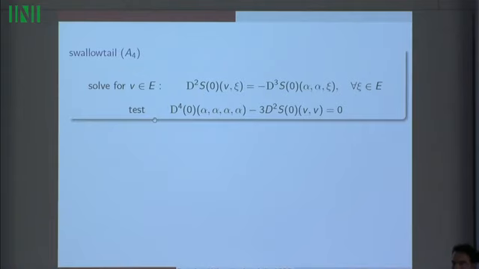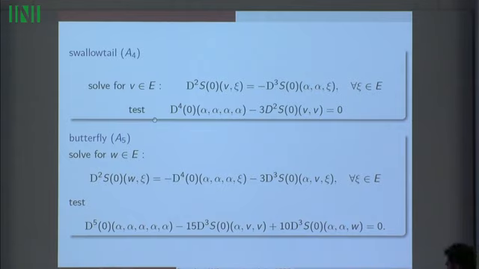You can go further, so the next A-series bifurcation would be the butterfly. Similar strategy, so again you have to solve for W here. So you have to solve the Hessian of S times W equals this term here. And then you can test an equation, and if this equation is fulfilled, this means you have at least a butterfly. If this equation is non-zero, this means you must have a swallowtail.